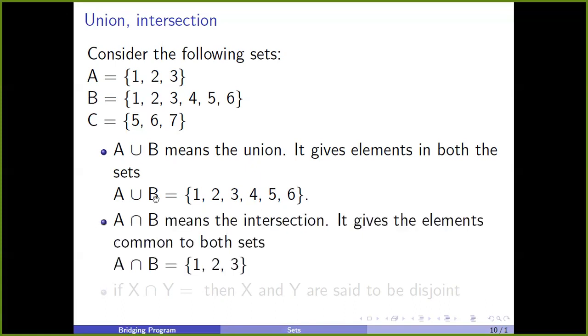And then the other one is called the intersection, and that gives you common elements, right? So A intersection B in this example, what are the common elements? 1, 2, 3. Elements 1, 2, and 3, they are in set A, and they are also in set B as well, right? So this is the intersection, right? Now, if the intersection of two sets is empty, then they are said to be disjoint. If their intersection is null, then the two sets are said to be disjoint. Okay.